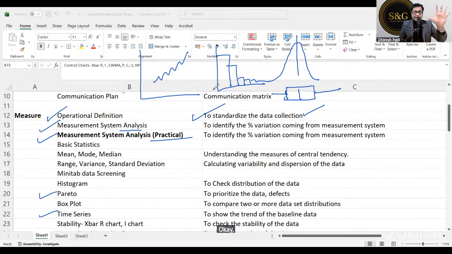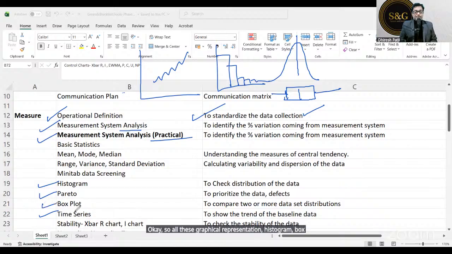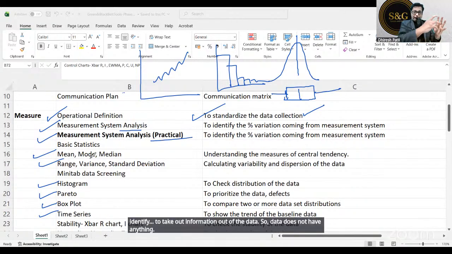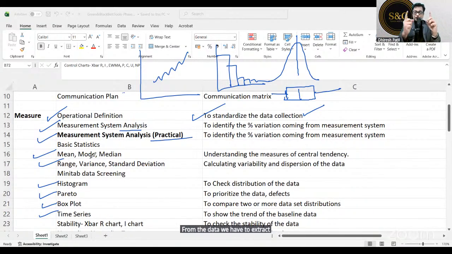So all this graphical representation, histograms, box plots, time series plots, plus some basic statistics like mean, mode, median, range, variance, standard deviation, all these things come into the picture. Once we collect the data, we do graphical and statistical analysis to identify trends and patterns, to take information out of the data. Data does not have anything by itself; from the data, we have to extract information through these tools.